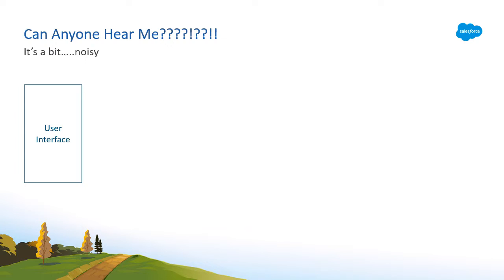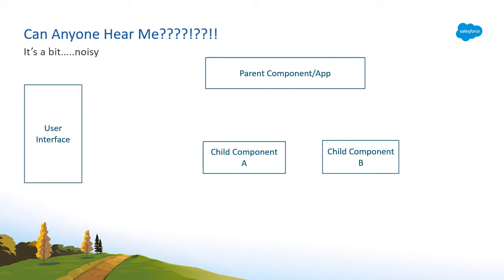Oh, more PowerPoint weirdness. There should be a box around there. So these are the things we're talking about. We've got a user interface. We've got generally some kind of hierarchy. So we've got a parent component or app, and it's going to have child components that have a sibling relationship.